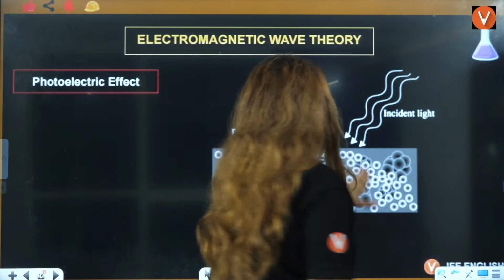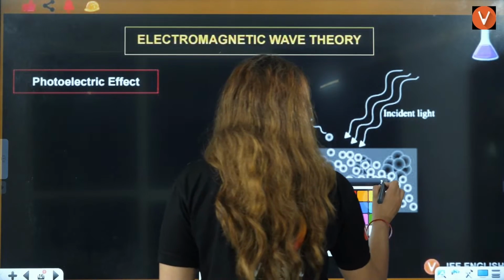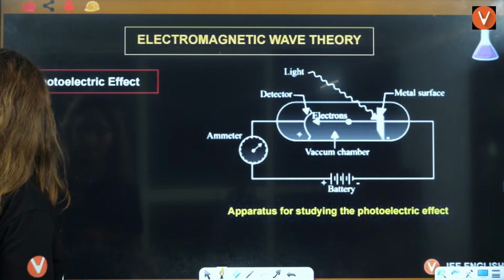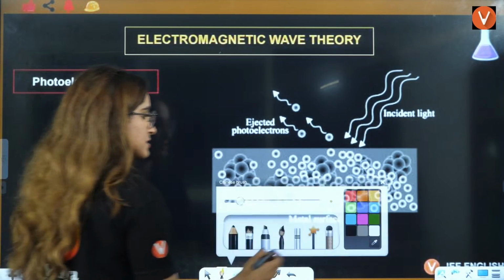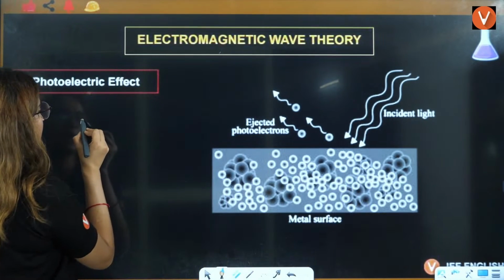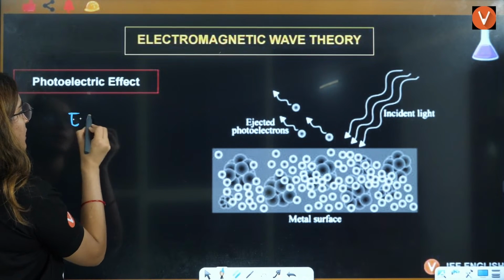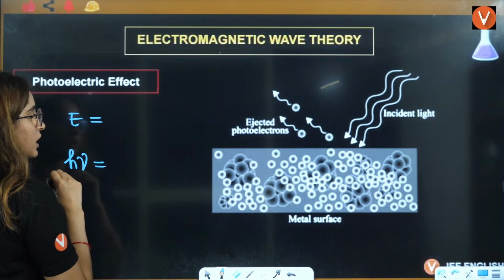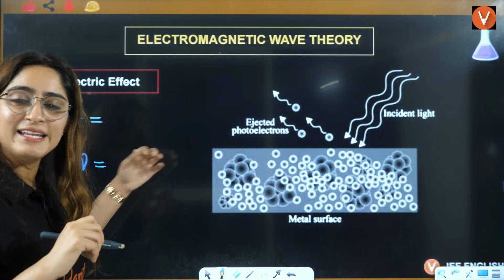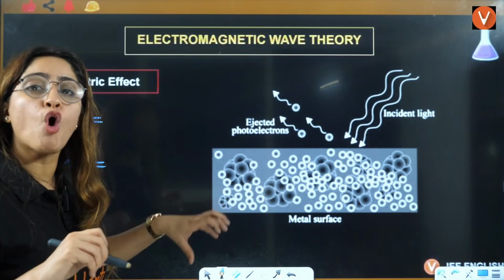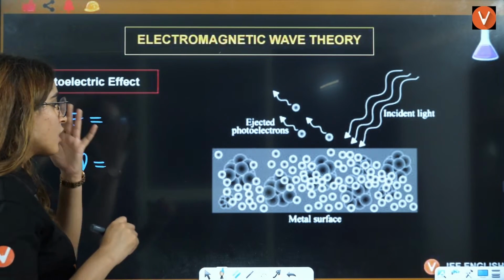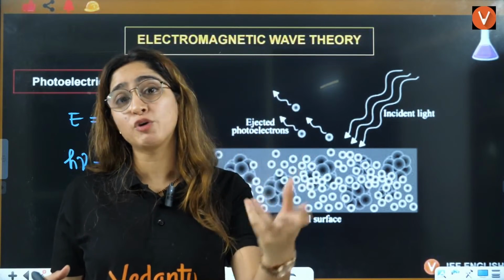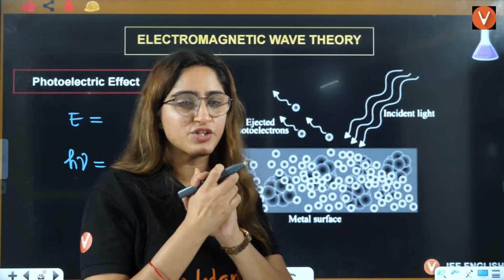So what I am saying here is that there will be 3 cases. Let me just show you that. In this case, the energy of the incident light, that is the photon, is hν. So it will change. If you have red color, ν will be different. If you have yellow color, ν will be different. According to that, it will change.